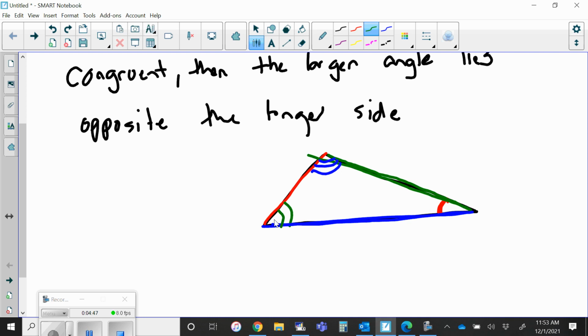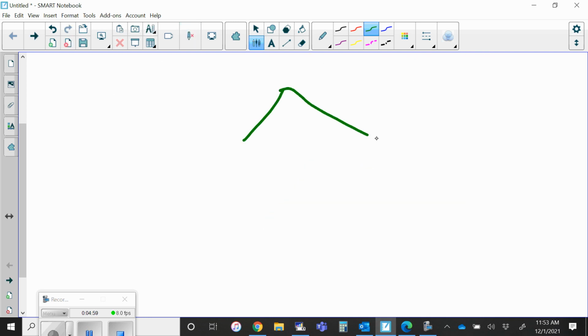This is a theorem that will work every single time, but you won't use your eyes. They're going to give you measures. So the examples will look like this. This will say this is 4, this is 7, and this is 10.